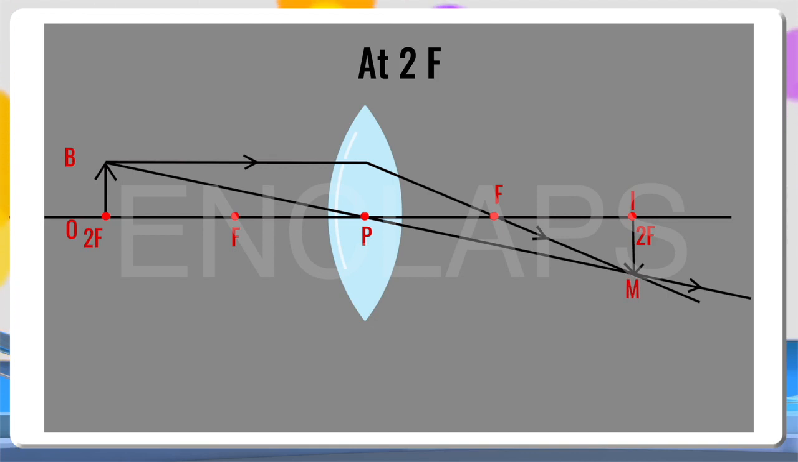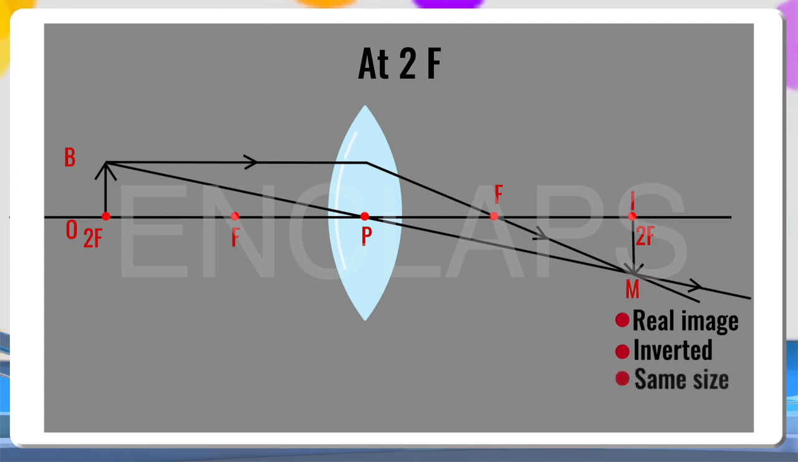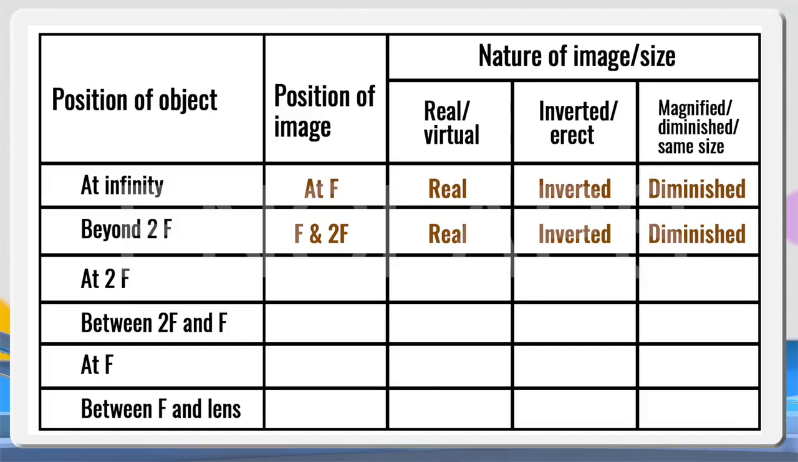So, the position of the image is at 2F. Here, I is the image position and IM is the image height. It is a real image and since it is formed below the principal axis, the image is an inverted one. Here, OB is equal to IM. So, both the image and the object have the same size. If the object is placed at 2F, the image will be formed at 2F itself but on the opposite side. The image will be real and inverted and have the same size as the object.